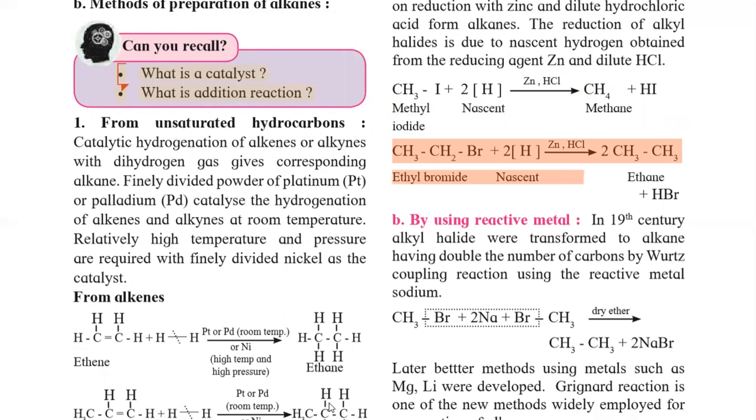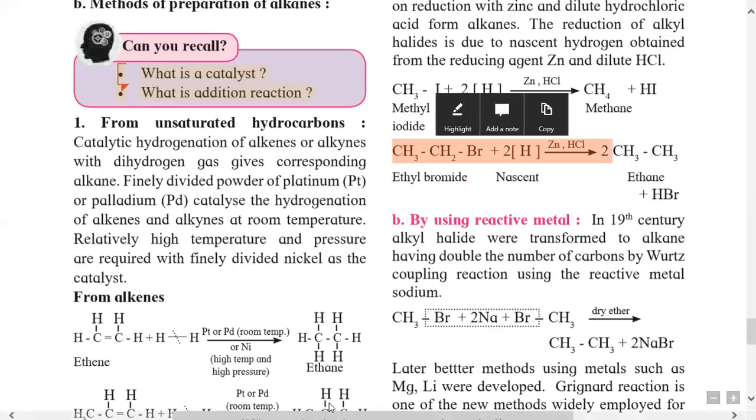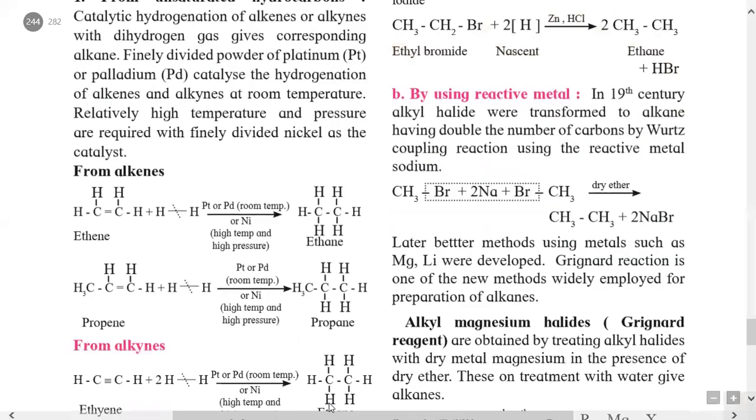So this ethyl bromide becomes CH3-CH3, which is ethane. In this reaction, there is one correction, one printing mistake. Instead of 2 molecules of ethane, only one molecule of ethane is formed in the reaction. So if you replace these 2 molecules of ethane by one molecule, then it will balance the equation.